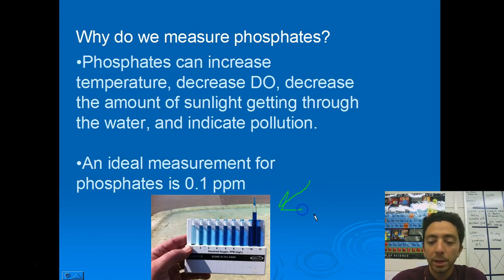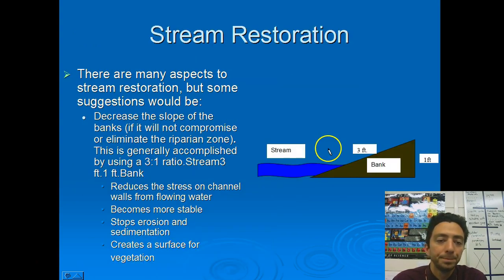Again, we're going to measure it via a snap test. The procedure is a little bit different, but it's essentially the same test. The ideal amount of phosphates is very low. We don't need a lot of phosphates for plants, and so we don't want to introduce too many of them.